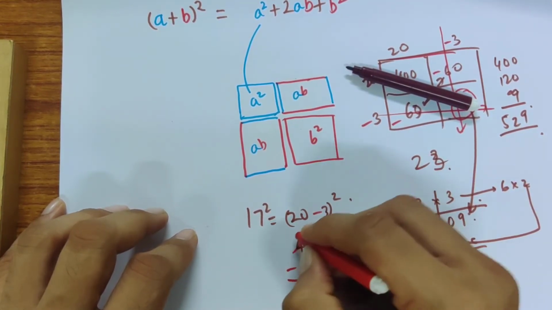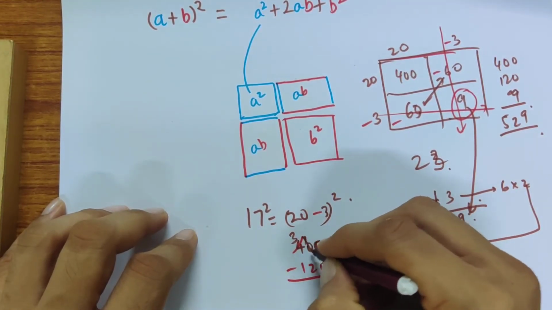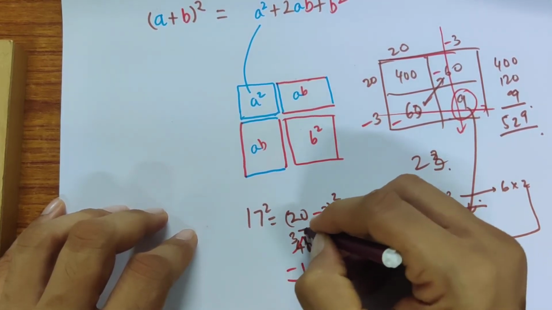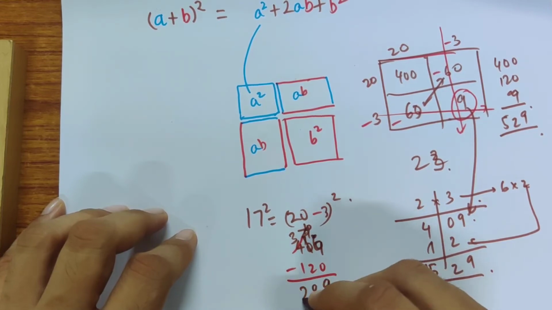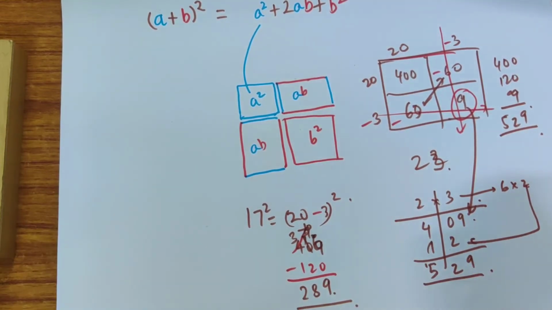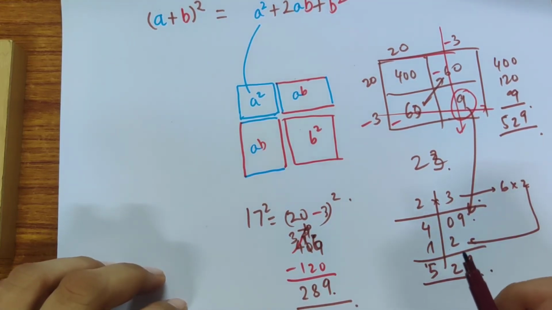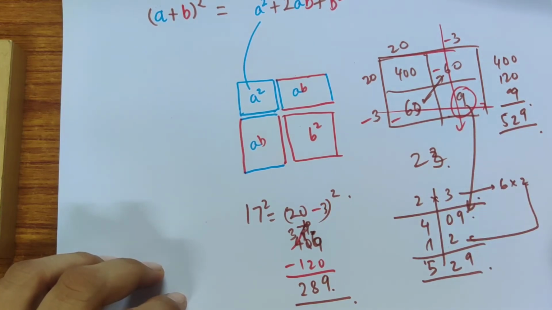Okay, sorry, that's just a 9, and this is a 10, 10 minus 2, 8. So that gives you your result of 17 square, 289.